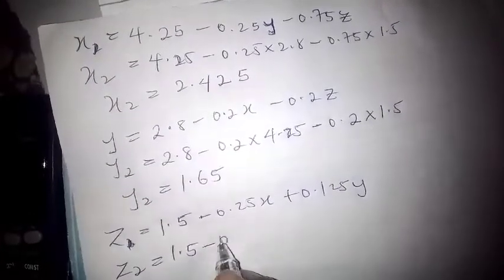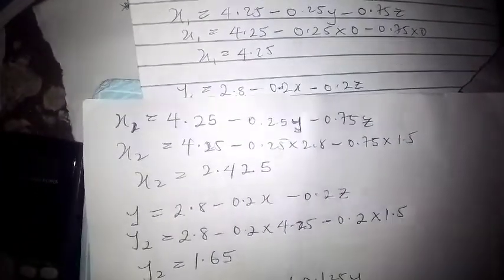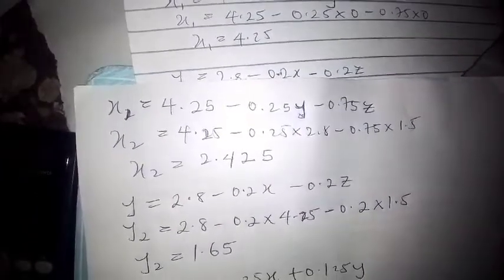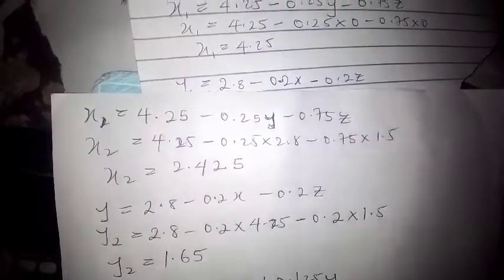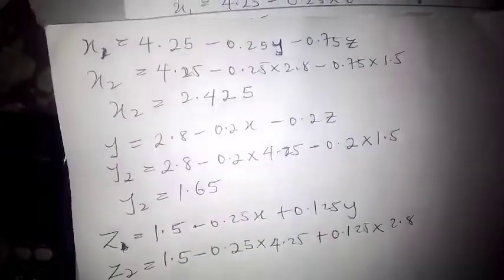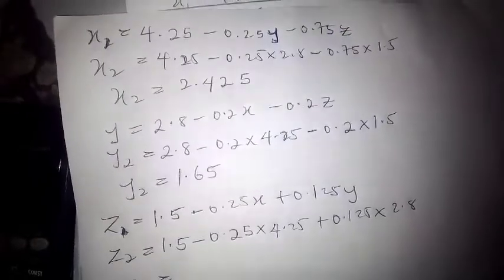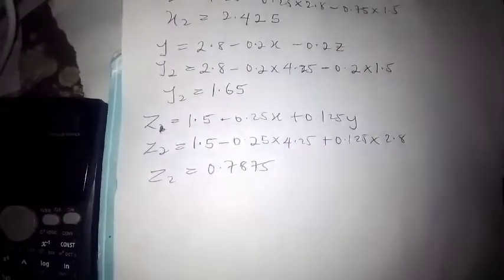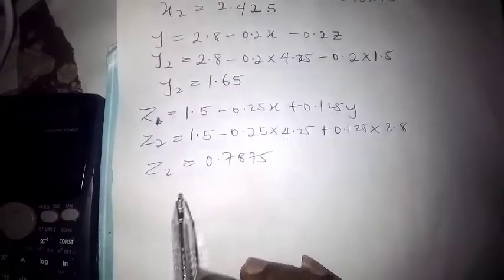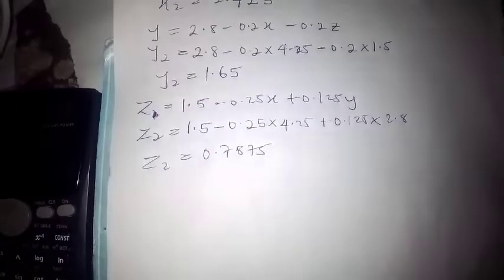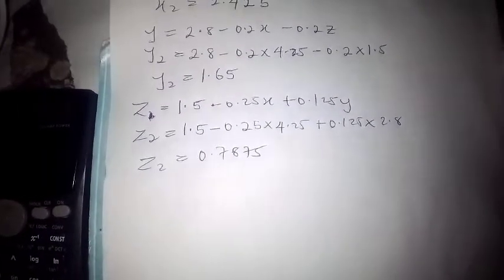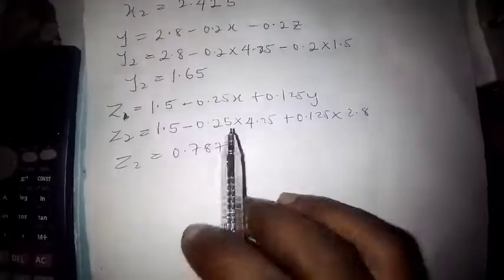1.5 minus 0.25 times, what's the value of x? 4.25 plus 0.125 times, what's the value of my y? Y is what? 2.8. Now let's get our z. Z will be equal to what? Now after calculating, this will be your answer. Now this is how you continue, and you continue.